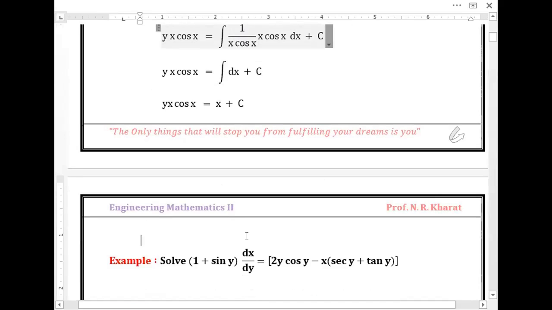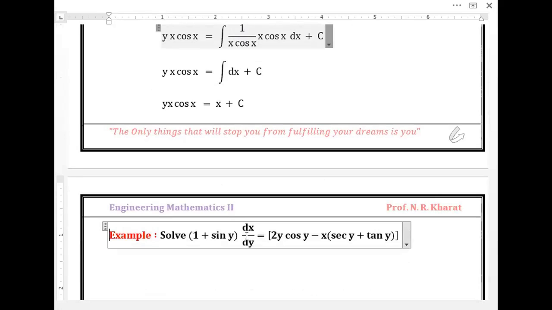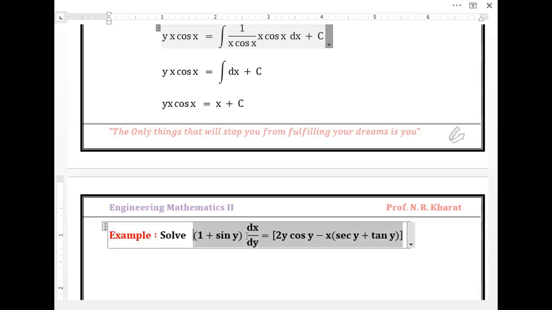We will see the next example. The next example is again based on the linear differential equation. They told us to solve (1 + sin y) dx/dy = 2y cos y − x(sec y + tan y). This differential equation is given and we have to find its solution.